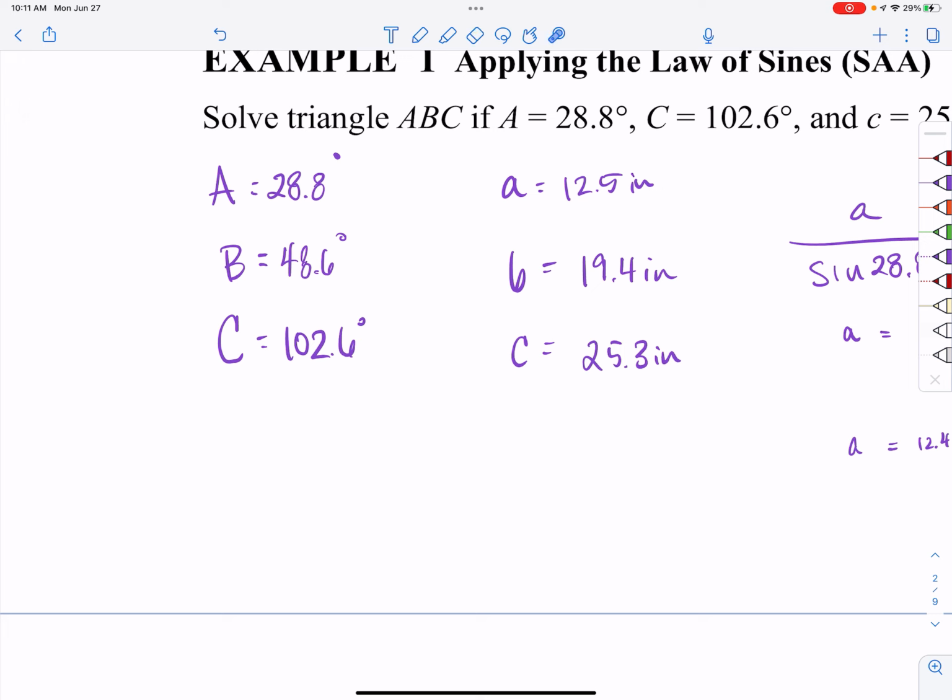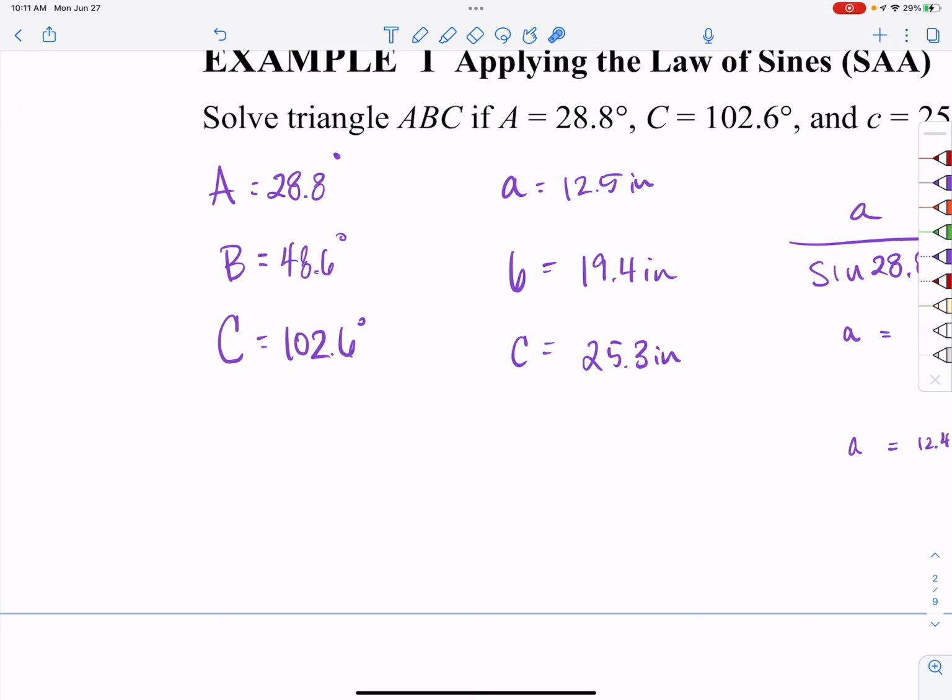Remember the concept in math that in a triangle, the small side should always be opposite the small angle. The medium should always be opposite the medium. The large should always be opposite the large. So when I'm looking at this, here's my small side. It is opposite my small angle. My medium side is opposite my medium angle. My large side is opposite my large angle.